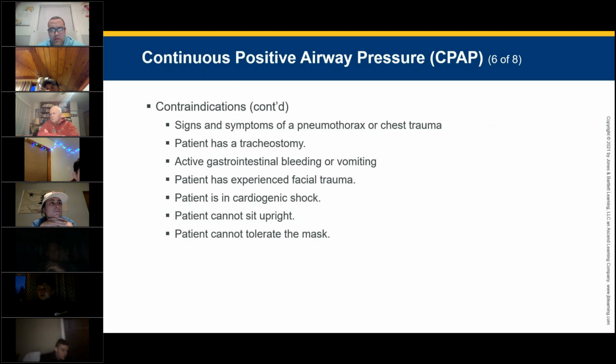Again, just like we were talking about when you're using a bag valve mask on a patient that's conscious, you're going to want to talk to them. You're going to want to tell them, hey, I'm going to put this mask on your face. I'm going to strap it to your head. It's going to feel claustrophobic. There's going to be pressure, but it's going to help you breathe. It's going to make you feel better.